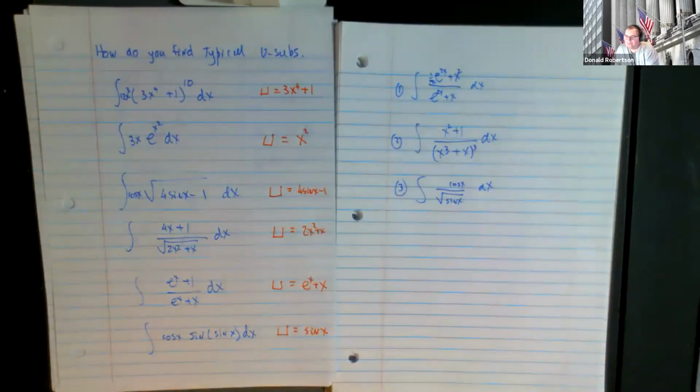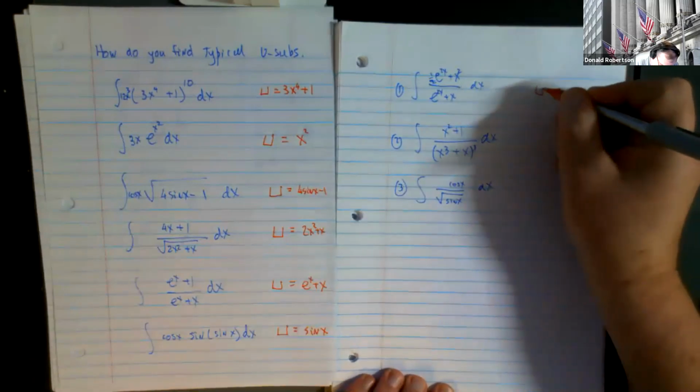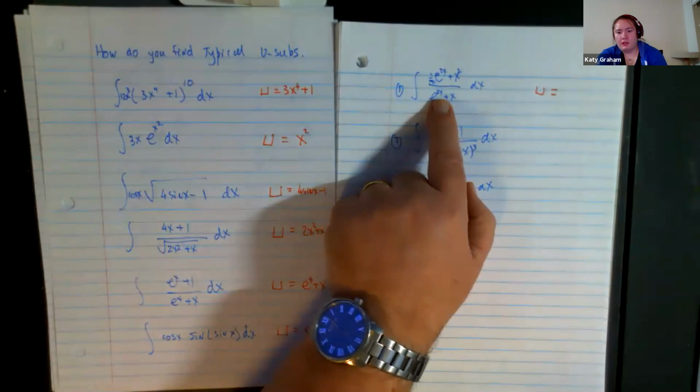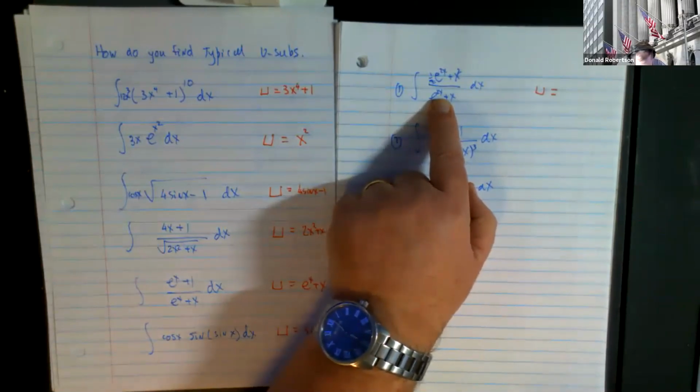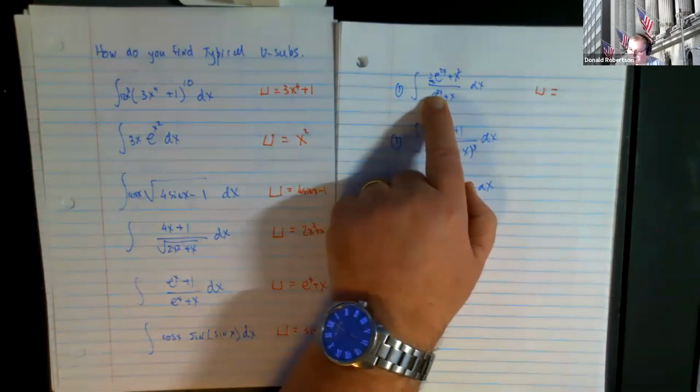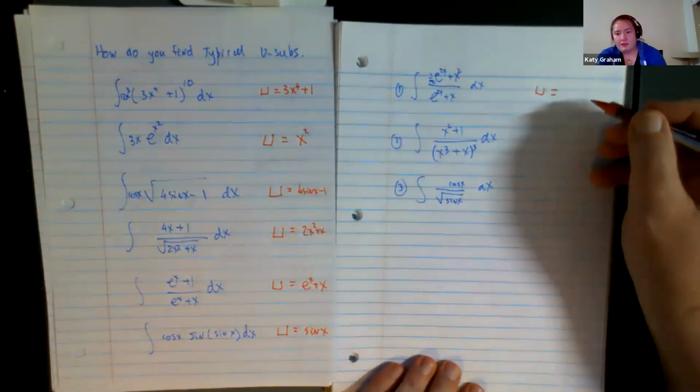Number 1. 2x. This little guy here? Is that what you're thinking? Sorry, I forgot to unmute myself. Yeah, you did. Right.